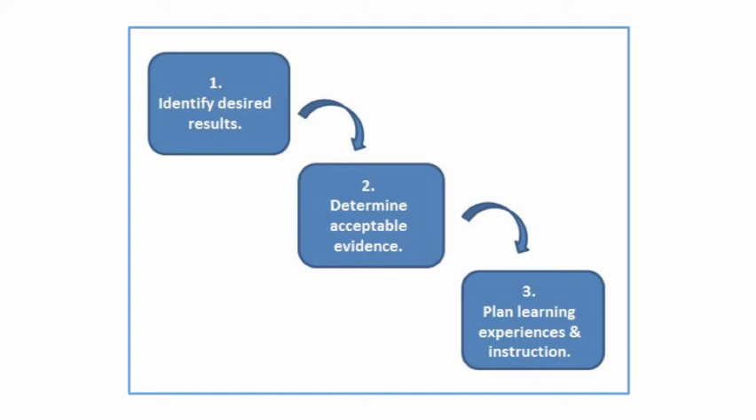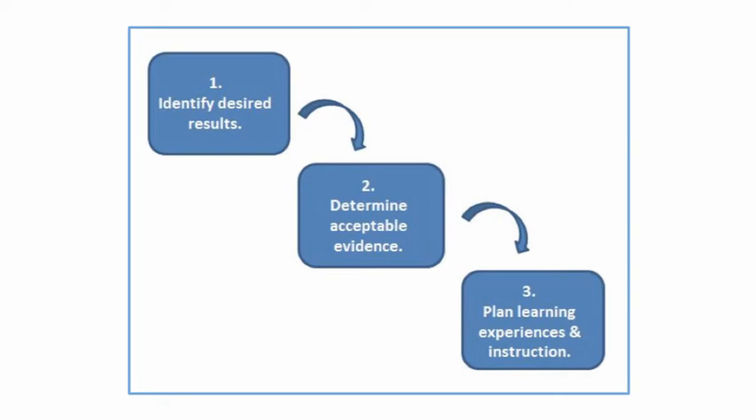After we've identified desired results, the next step is determining what acceptable evidence would be. So if I know what my students should know and be able to do, next, I have to decide what will it look like when students know and can do those things. How will I know whether students know and can do those things? This is where the assessment planning piece comes in.